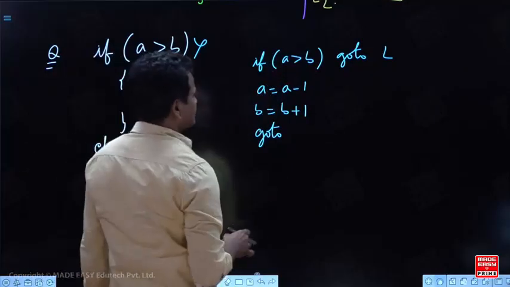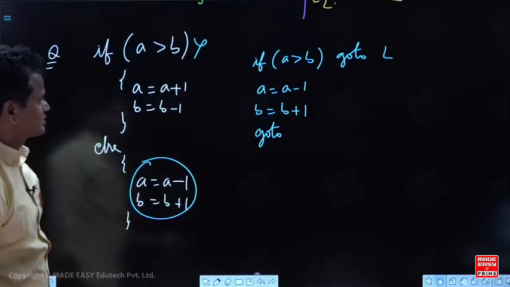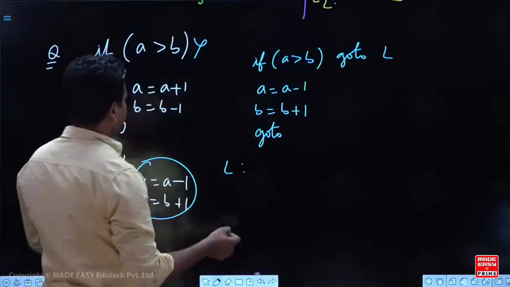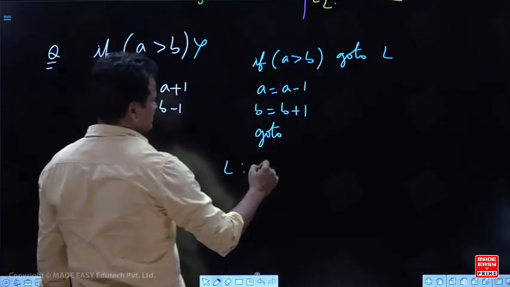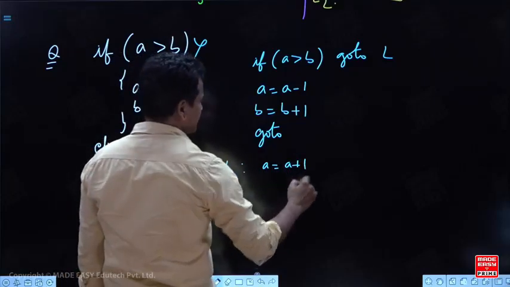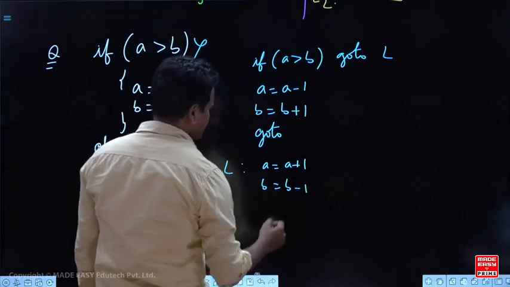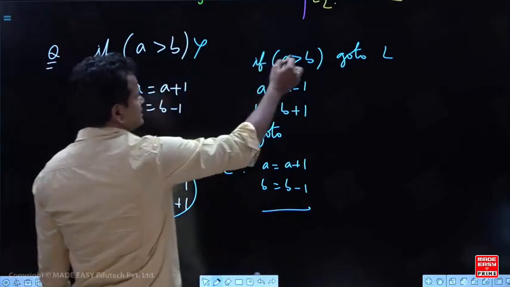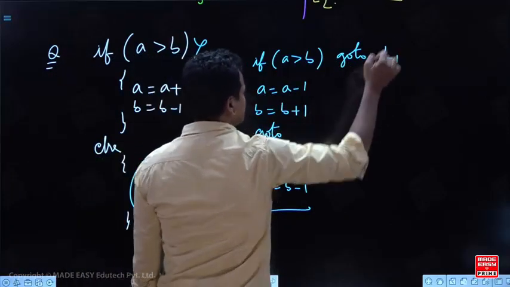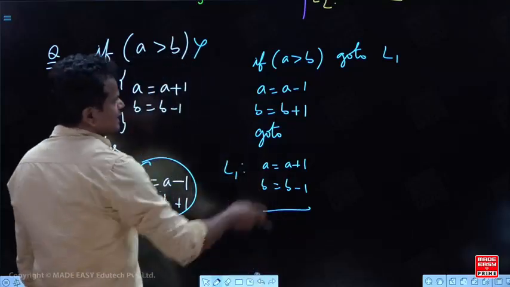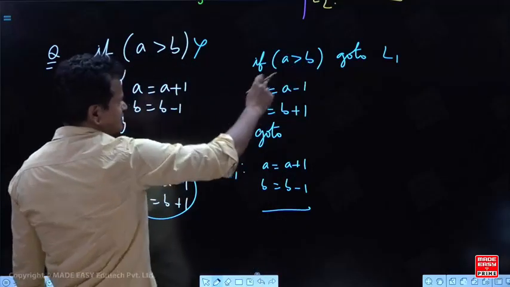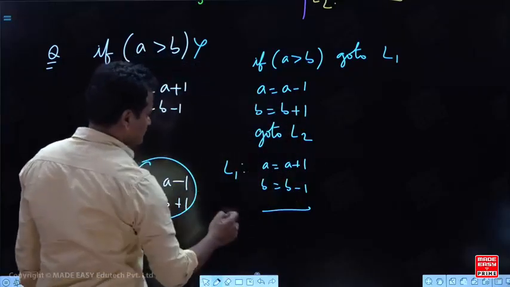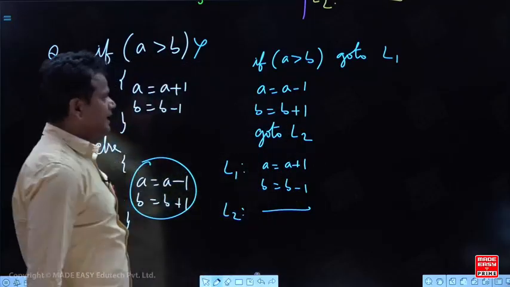Suppose A is greater than B. That means the condition is true. Then it comes to go to L. L is this one. So if A is greater than B, you have to execute this one: A equal to A plus 1, B equal to B minus 1. Then next instruction. Now look at this one. If the condition is true, I will go to L1. L1 is this one. If the condition is not true, false, A equal to A minus 1, B equal to B plus 1, and go to L2. L2 is what? Out of this loop. This is L2. Okay.